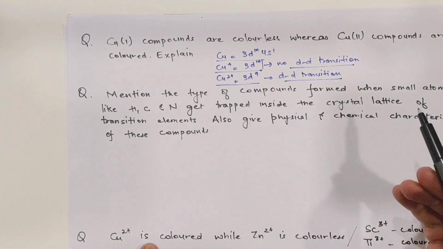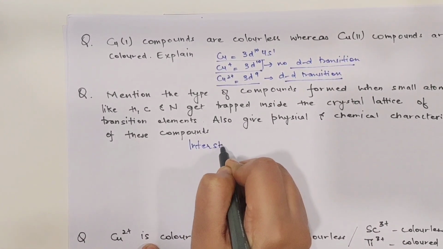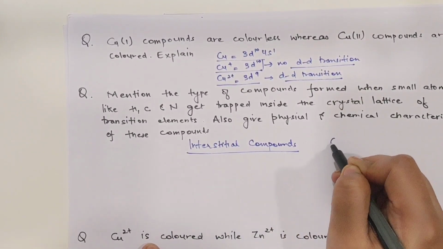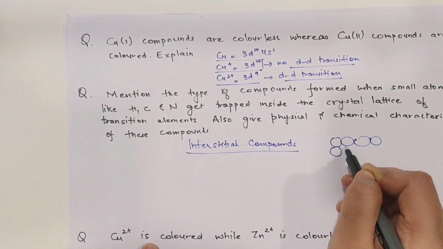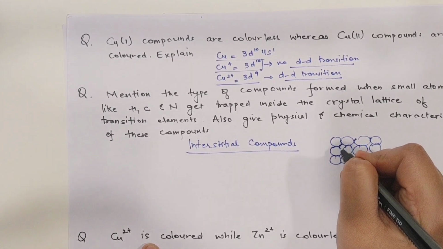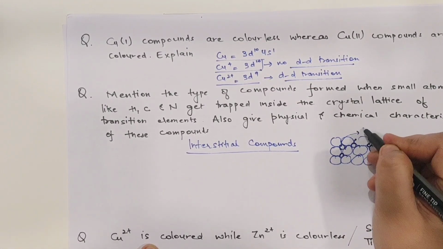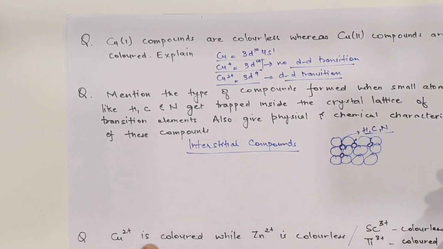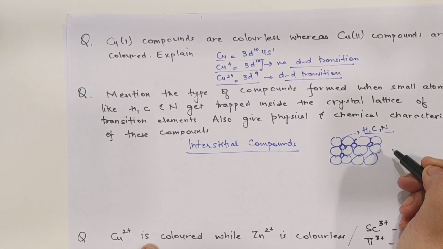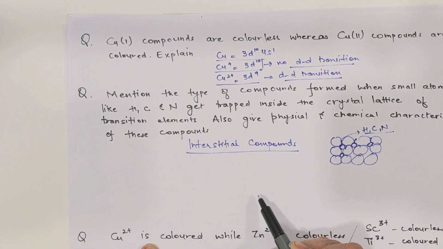Now, the name of the type of compound is interstitial compounds. Basically, when we talk about the crystal lattices of the transition metals, there are some voids, and these voids can be filled with smaller atoms. Smaller atoms like hydrogen atom, like carbon atom, like nitrogen atom. And when these atoms take places between the atoms of the crystal lattice, that means when they basically fill the voids, these type of compounds are called interstitial compounds.